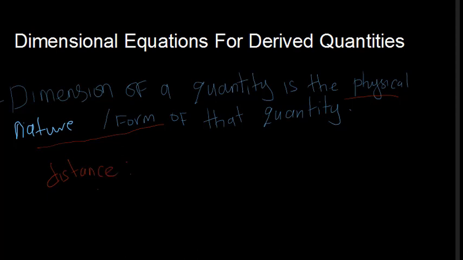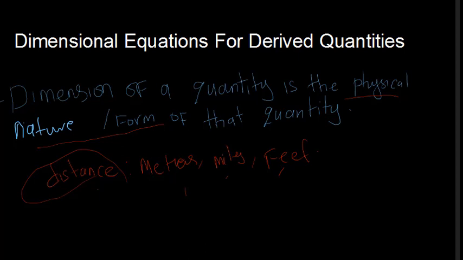For example, if we discuss a derived physical quantity such as distance, you know that distance can be measured using different units. Distance can be measured in meters. It can also be measured in miles. It can also be measured in feet. But whatever units you use to measure distance, whether in meters, miles, or feet, what you're trying to measure at the end is just the distance. So distance, whether in meters, in miles, or in feet, is still distance.